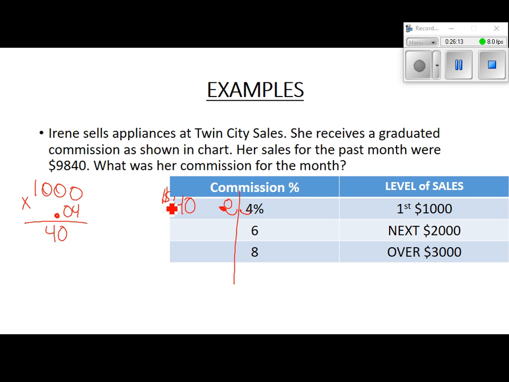Now here's where you got to be careful. That part's not too difficult, but for the rest of it, you got to be careful. The next 2,000. What do we got to do before we go on to the next 2,000? We already paid her for what? You got to take away that 1,000, right? So what's 9840 minus 1,000? So they still have to pay her commission on $8,840.